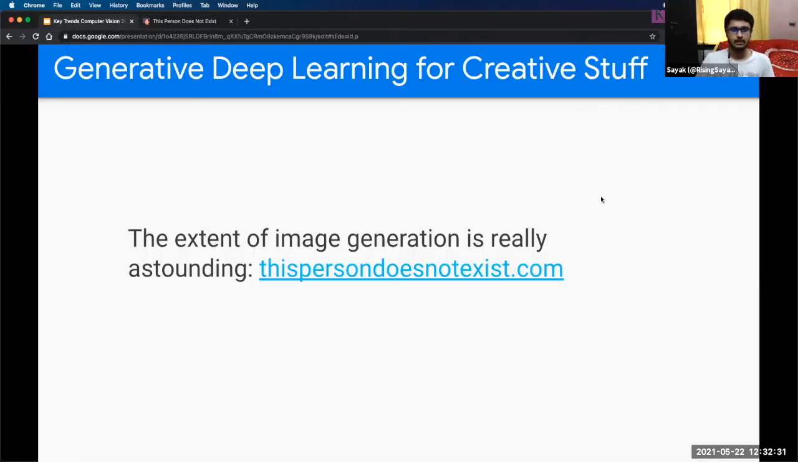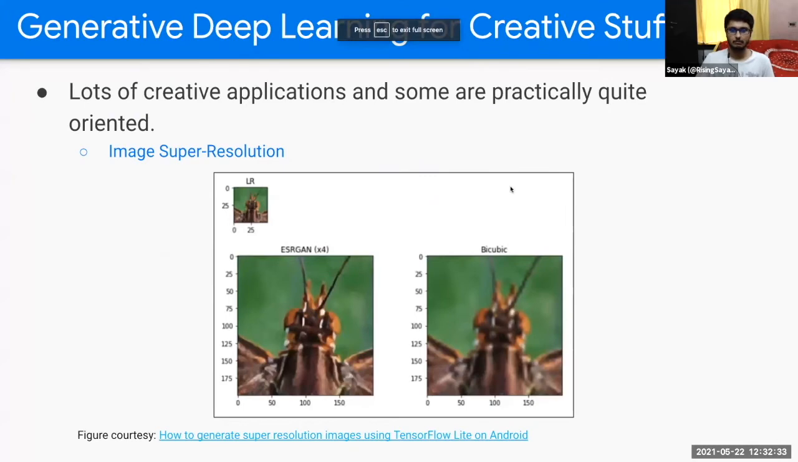Yeah. So the next point I have observed in the space of generative deep learning is lots of creative applications, and some are quite practically oriented actually. So consider the task of image super resolution, which is highly relevant in applications like surveillance and so on, right? Where you typically have a very low quality, low resolution image, and to be able to perform better surveillance, you would want to be able to upscale it in a salient manner.